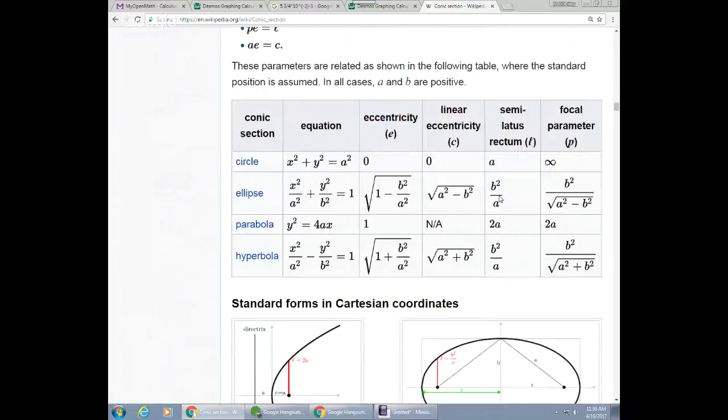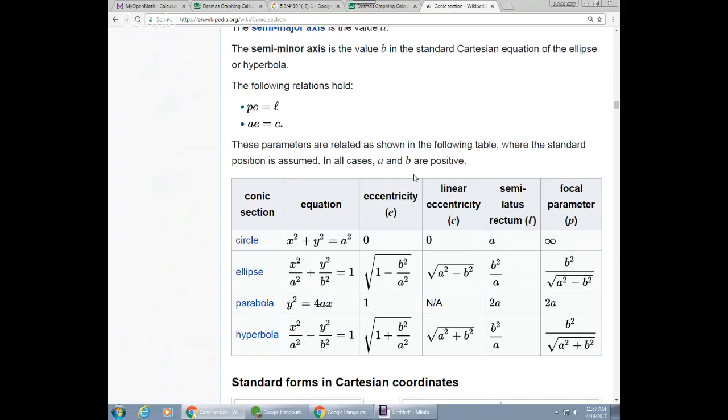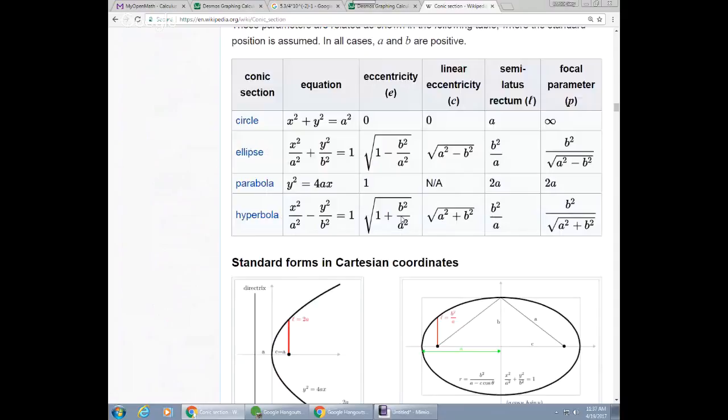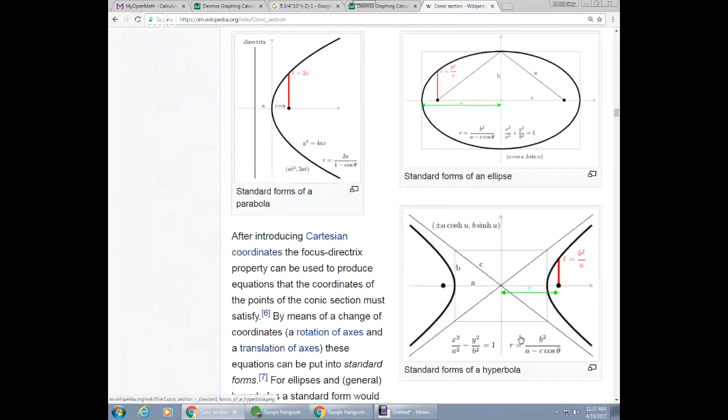They have this nice chart relating the equation, the eccentricity, C, the linear eccentricity, which is also half the distance between the foci, the latus rectum, which is a vertical cut through one of the foci, and then the focal parameter, which is the distance from the focus to the directrix. So they have all these nice formulas and how everything's related, and they have some good graphics to go with them.